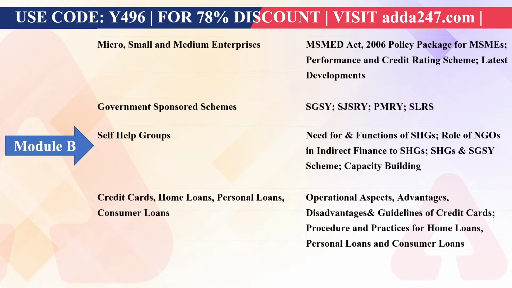Okay. Apart from that, we have micro, small and medium enterprises. First of all, we have to study the definitions of micro enterprises, small enterprises and medium enterprises. Then we have to cover the Micro, Small and Medium Enterprises Development Act 2006. Then the policy package for MSMEs, the performance and credit scheme, and we have to cover the latest developments. We have to cover the Credit Guarantee Fund Trust for Micro and Small Enterprises, CGTMSE, which provides collateral free loans to the MSME. So these are the things which we have to cover under micro, small and medium enterprises.